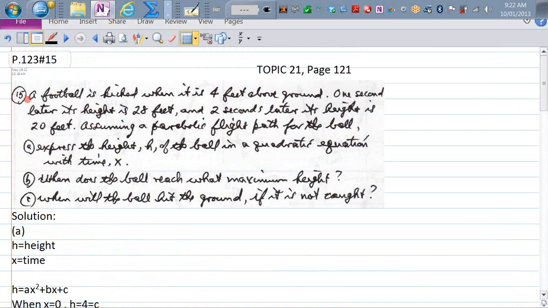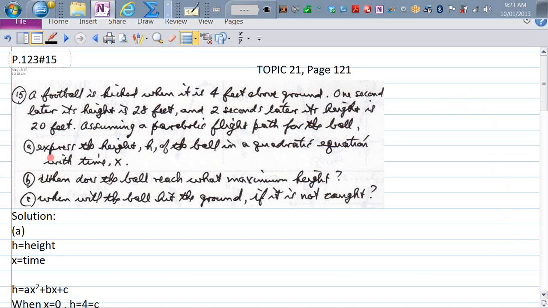Here we're told that a football is kicked when it is 4 feet above the ground. 1 second later its height is 28 feet, and 2 seconds later its height is 20 feet. Assuming a parabolic flight for the path of the ball, express the height of the ball in a quadratic equation with time. So what we have is a ball. Let's say the ground is here. Here's the ball 4 feet up, and it's kicked, it goes up, and then it comes down.